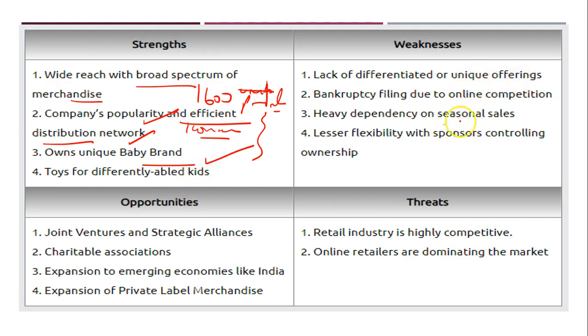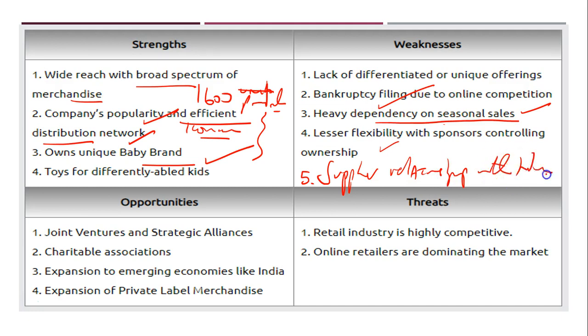Well, I think for us, these are the ones we would suffer from: heavy dependency on seasonal sales. Toys R Us are much bigger, so they've suffered very much from bankruptcy and lesser flexibility. But for us, seasonal sales might be a weakness. Also, the supplier relationship with India is a weakness. So go through all those again and you can pick that out.